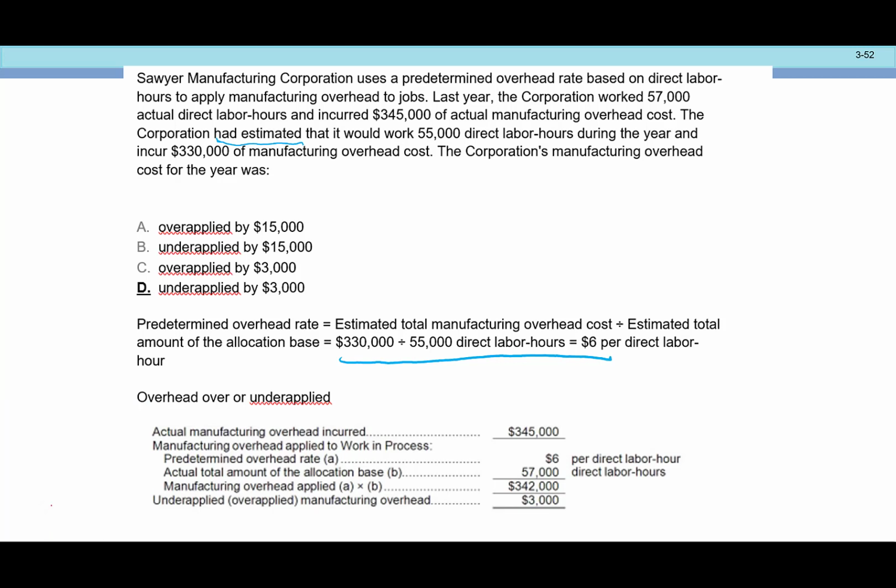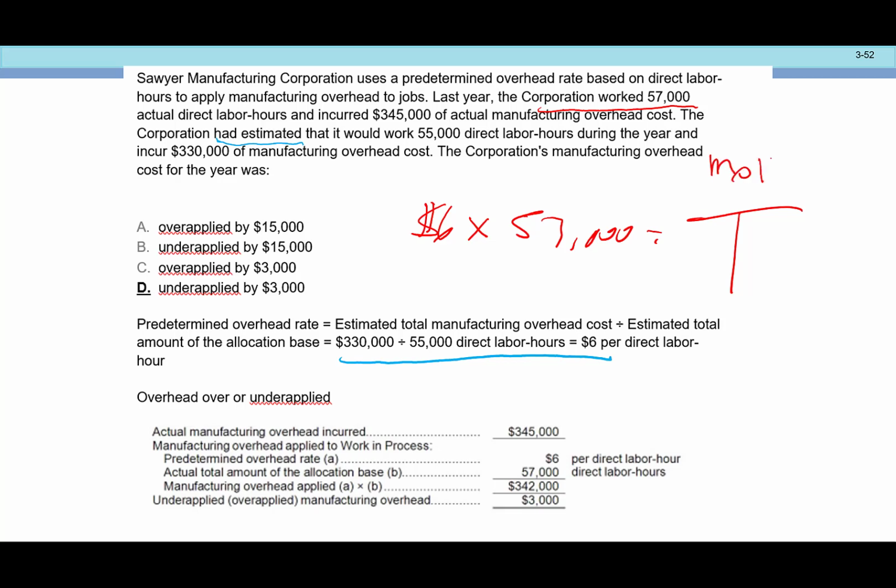A common mistake that students make is they get that $6 and then they want to use it to apply by the estimated. No, we apply it using what? The actual hours worked, right? To come up with a predetermined overhead rate, you use the estimated, but when we apply it, it's the actual number of hours we work. Isn't that how we apply it? Okay, so you pick up that 6 times the 57,000. That means that they must have applied here, right?